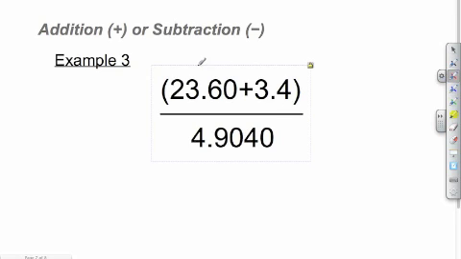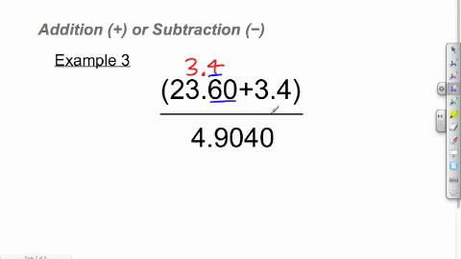So first I'm going to start by adding up the numerator. Okay, I'm going to rewrite 3.40 right above my 23.60, and I'm going to line up those decimal points. And here it's very simple to see. The 3.4 has 1 place after the decimal. 23.60 has 2. So this answer between the addition of 23.60 and 3.4 needs to have just 1 place after the decimal.